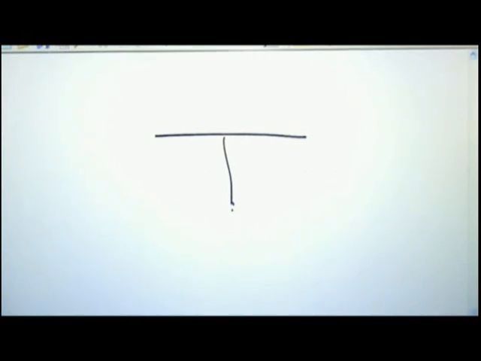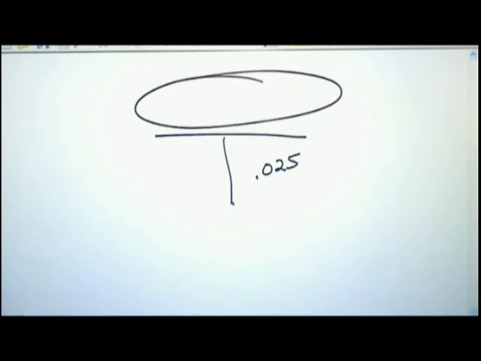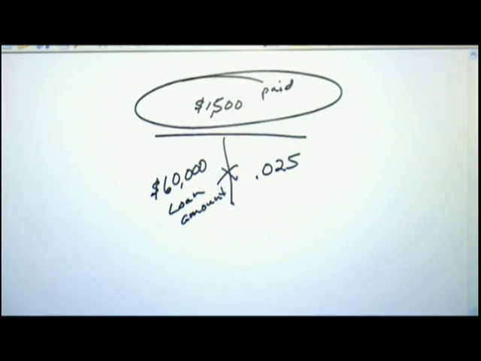So if each point is 1%, 2.5 points would equate to 0.025. I'm looking for how many points he would have to pay, which is some percentage of the loan amount. That means that I'm looking for the smaller number. The loan amount is the larger number, which is $60,000. Two numbers on the bottom of the T, I multiply the 60,000 times 0.025, and I come up with $1,500 that this person paid.